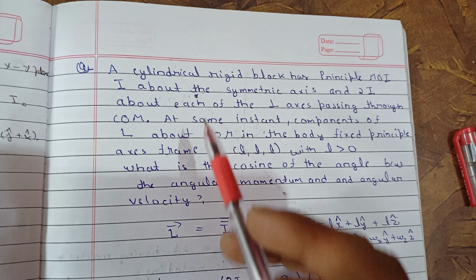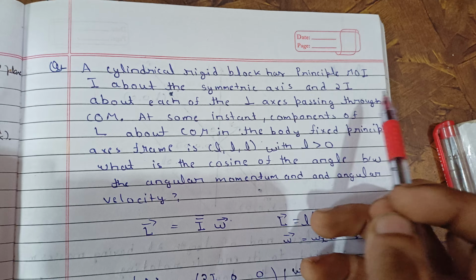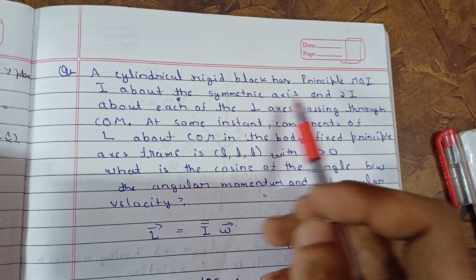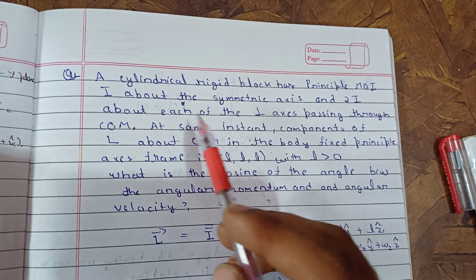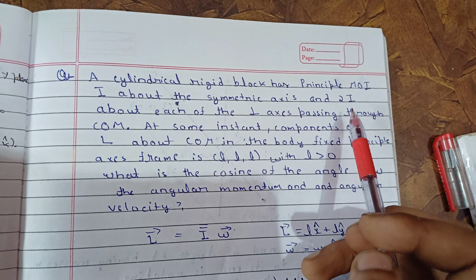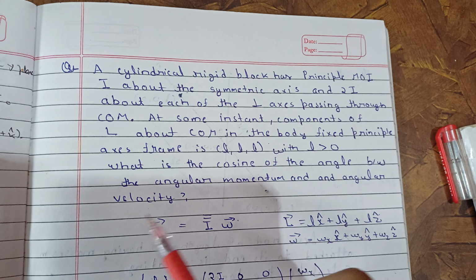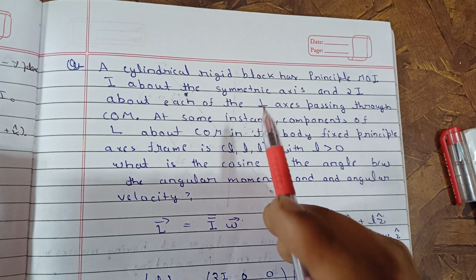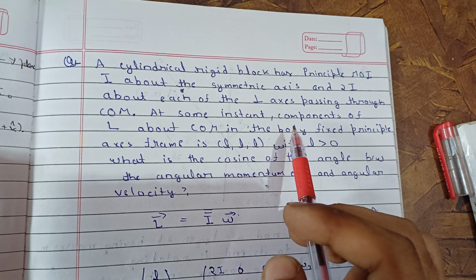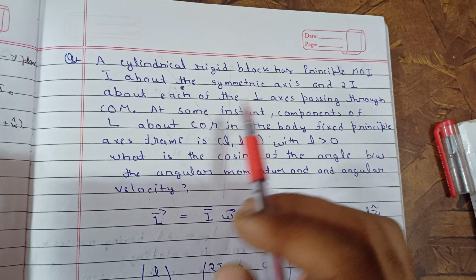So what is given here: a cylindrical rigid block, and the moments of inertia along the principal axes are given. It is I for the central axis and 2I for the perpendicular axes. We know that when we write the moment of inertia tensor along the principal axes, only diagonal elements will be there, and the product of inertia terms will be 0. So from this we can get our moment of inertia tensor.